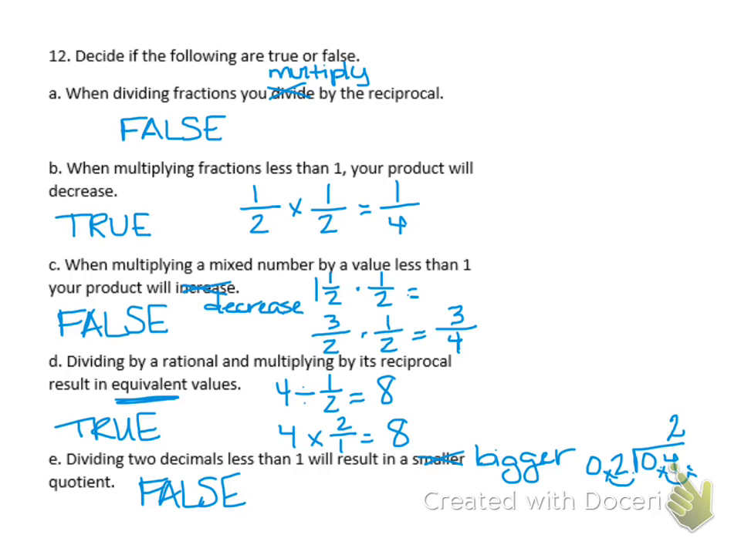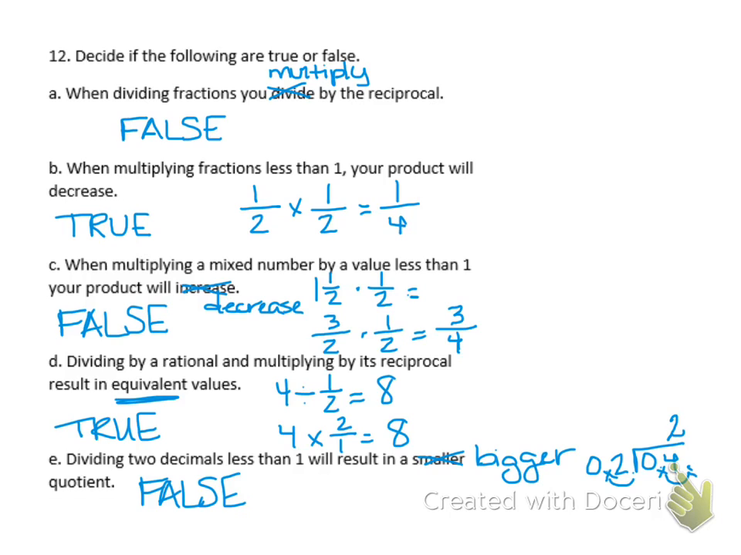D says, dividing by a rational and multiplying by its reciprocal will result in equivalent values. That is true. If you take 4 divided by 1/2, if we were to solve that, that would be 4 over 1 times 2 over 1, which equals 8. So 4 divided by 1/2 equals 8, and 4 times 2 over 1 also equals 8. So they're equivalent, and that statement was true.